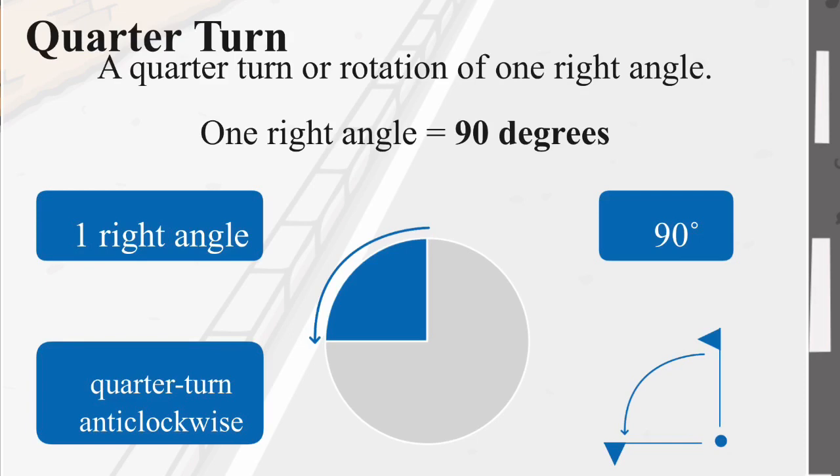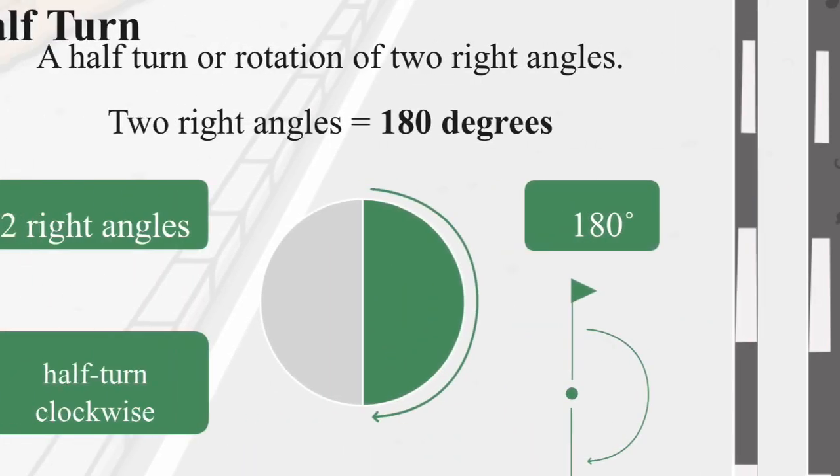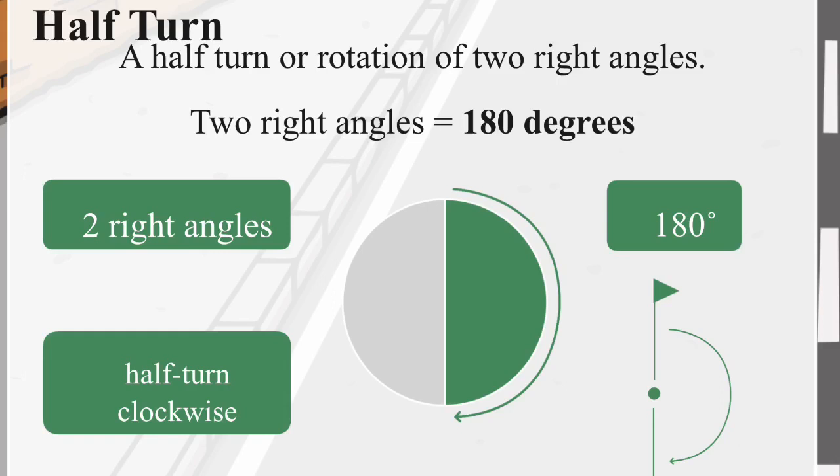Next up, we have the half turn. Again, begin by considering the direction of the turn. In this case, clockwise. So here we have half of a complete turn, which is half of the full 360, which is 180 degrees. So now we can describe this as a half turn clockwise or 180 degrees turned clockwise.